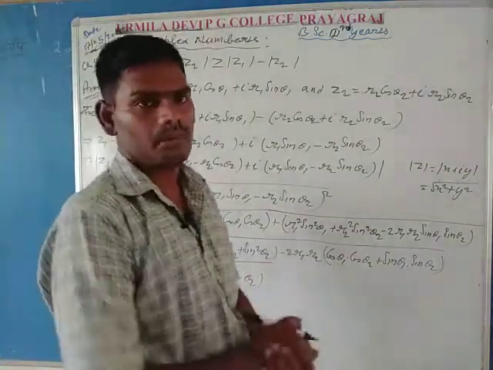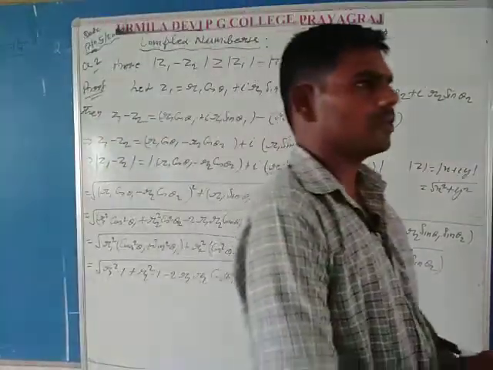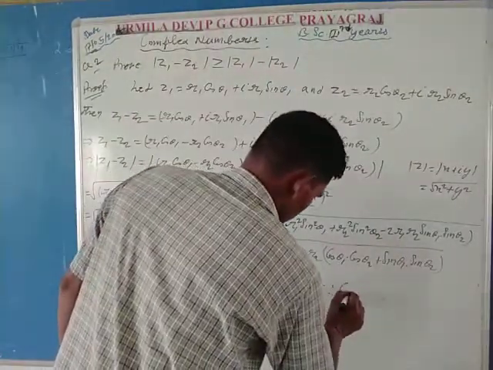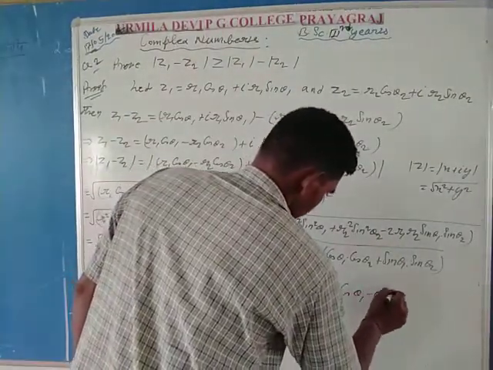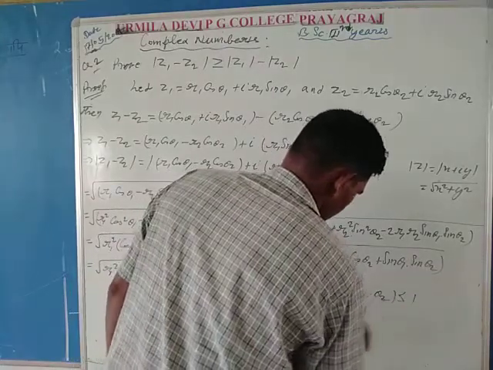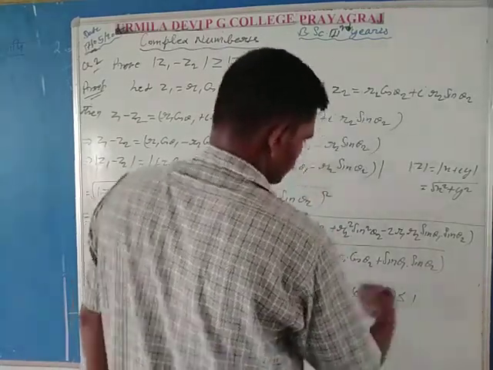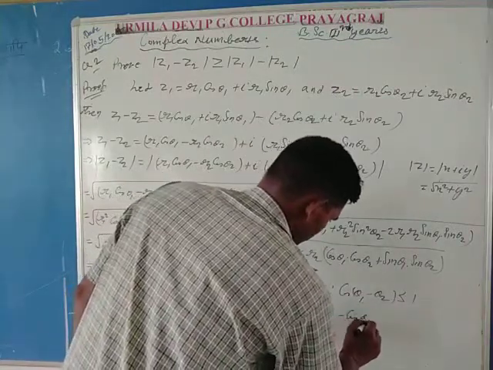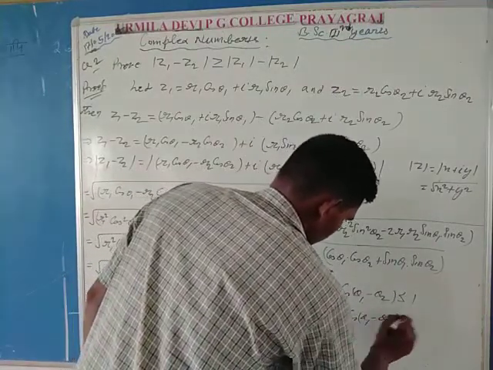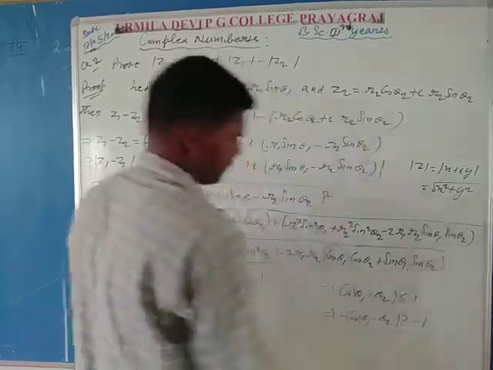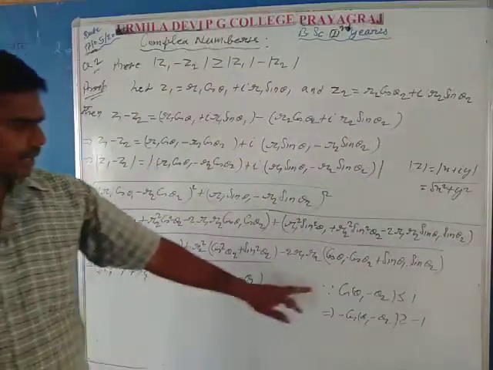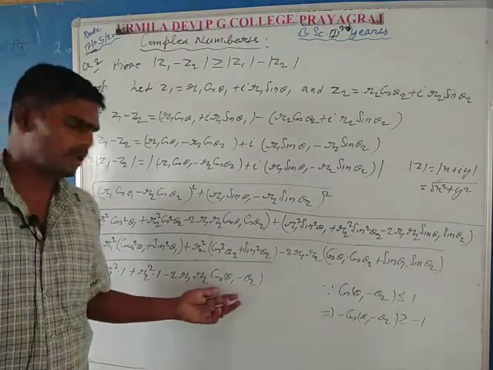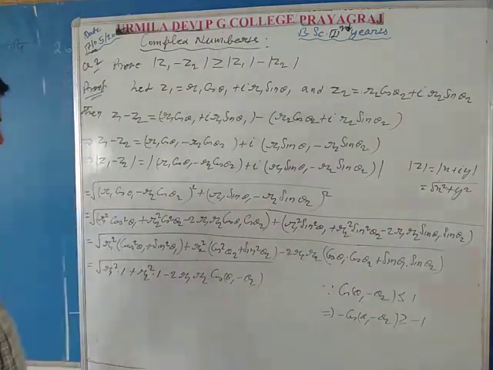But cos of any angle is always less than or equal to 1. So here, cos(θ1 − θ2) is always less than or equal to 1. It implies that if you take it to the other side, −cos(θ1 − θ2) is always greater than or equal to −1. From this inequality and this equation, remove cos(θ1 − θ2).